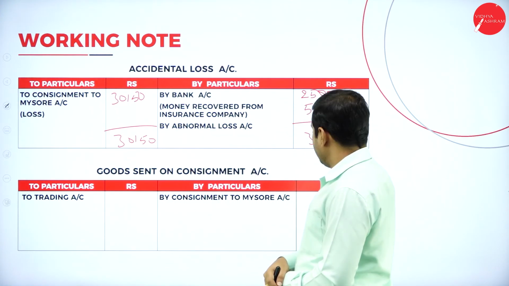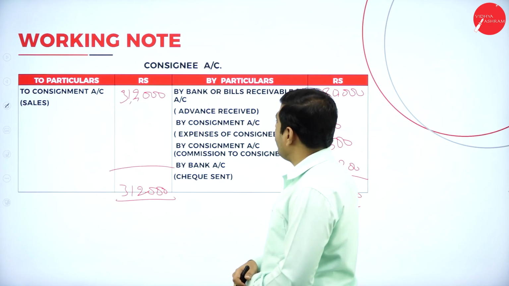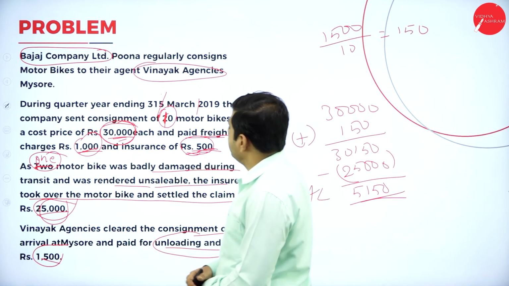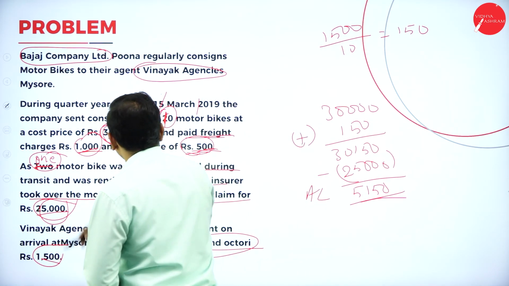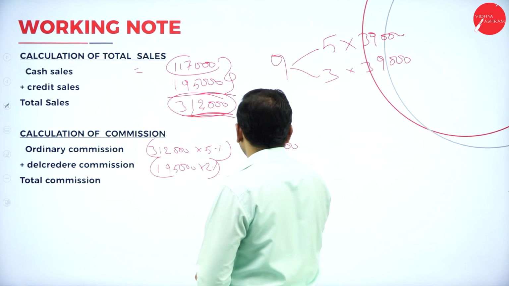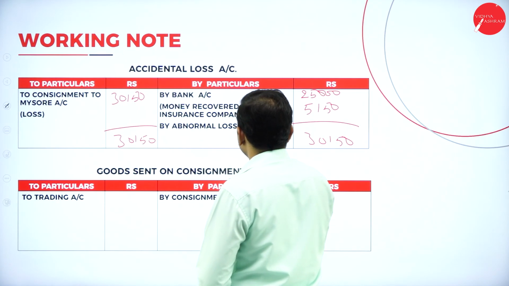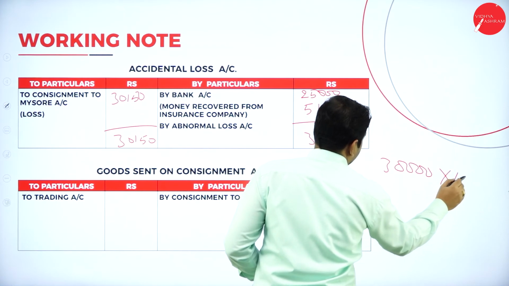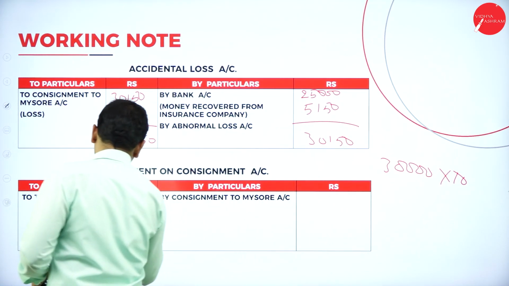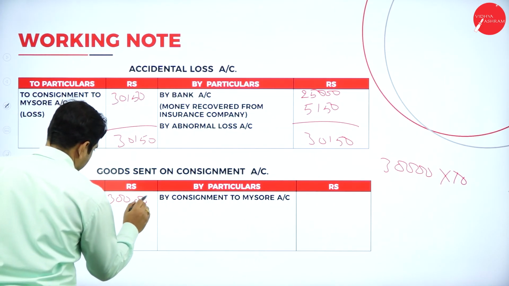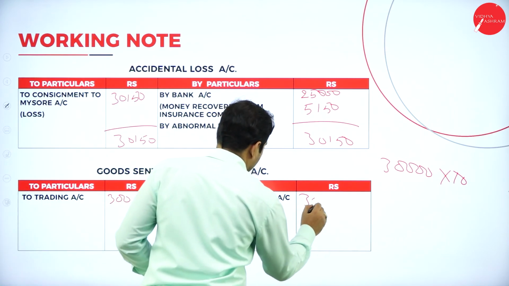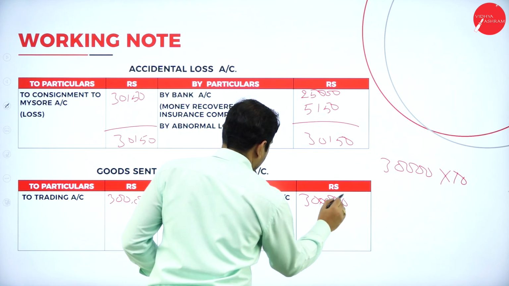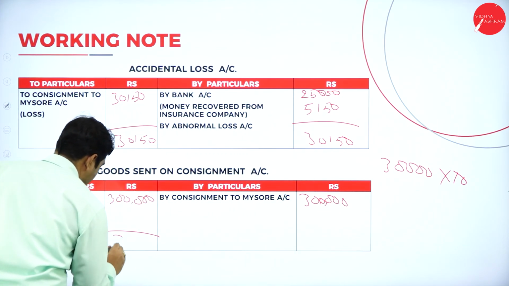Now last one, goods sent on consignment account. What are the total goods sent here? We have sent 10 bikes at the cost price of 30,000 rupees each. That means 3 lakh rupees. It is 30,000 into 10 bikes, that is 3 lakh rupees. So here also 3 lakh. Total value is 3 lakh, 3 lakh.